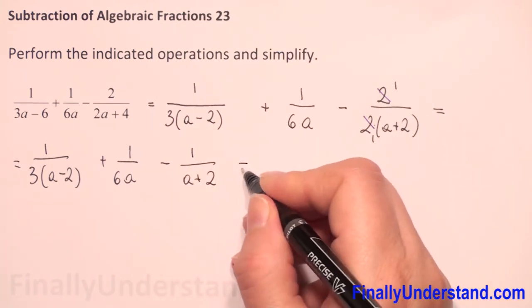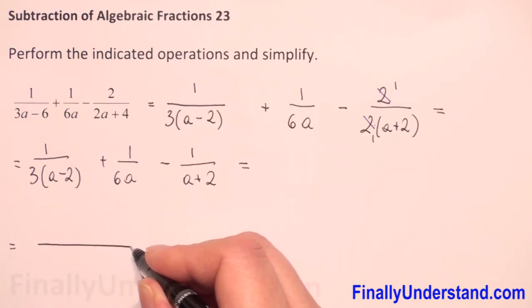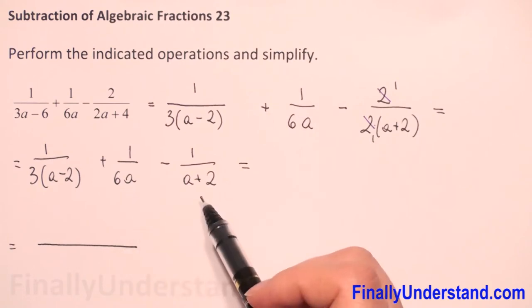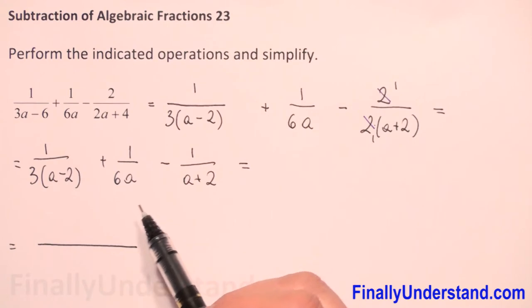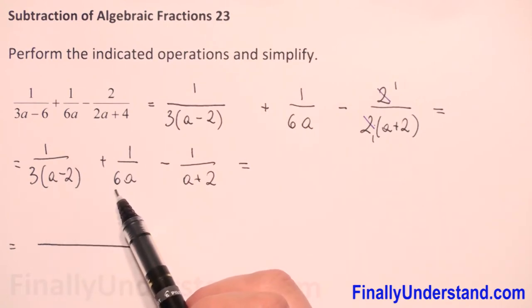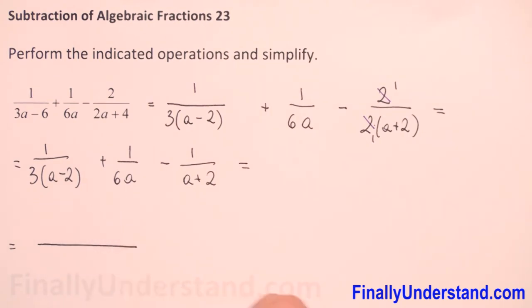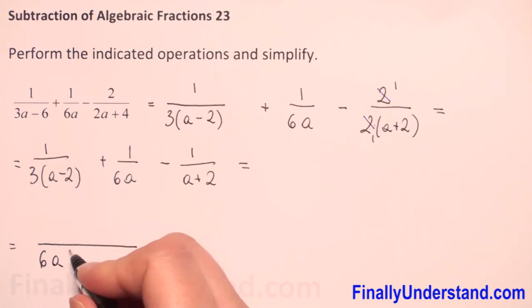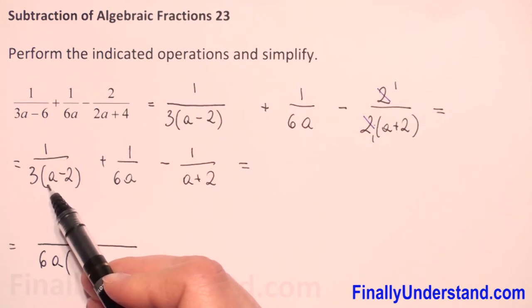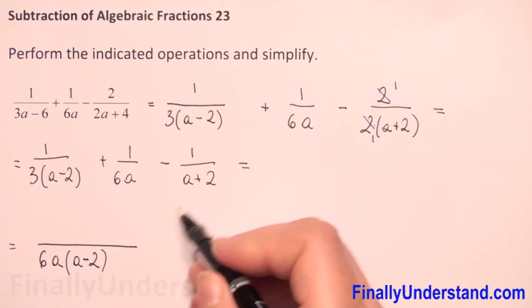Now we need to find the least common denominator for these three algebraic fractions. So we start, because we have here the numbers 3 and 6, so first we have to find the least common denominator for 3 and 6, which is 6, so we have to put 6. Next, what we have? We have variable a only, so we need to put a. Next, we start from the left side. We have a minus 2, so we have to put this a minus 2, and we have a plus 2.